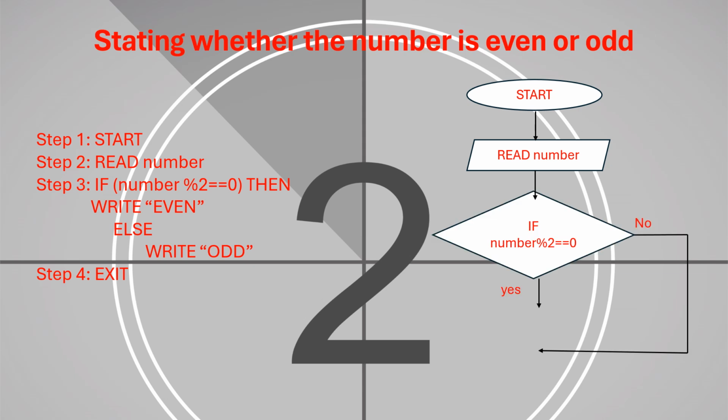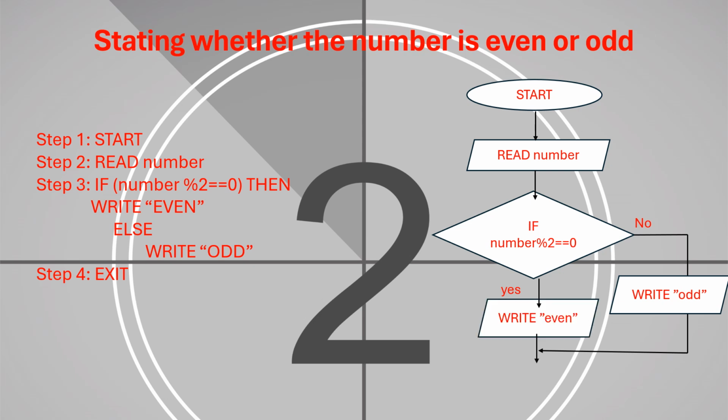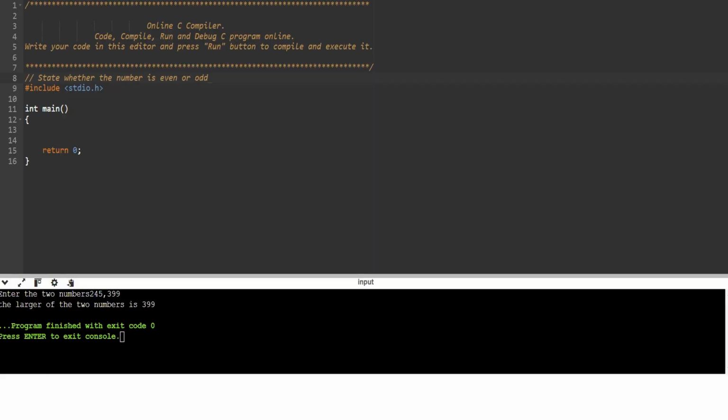Moving on to the flowchart: start, read number within a parallelogram, decide if number modulus 2 is 0. If it is a yes, and if it is a no. If it is a no, then write odd. If it is a yes, then write even, and then exit the program. State whether the number is even or odd.